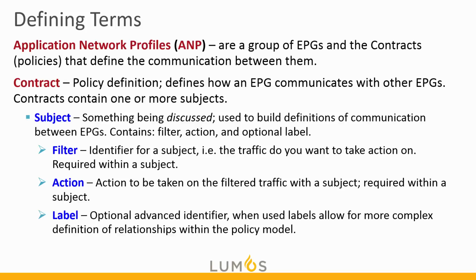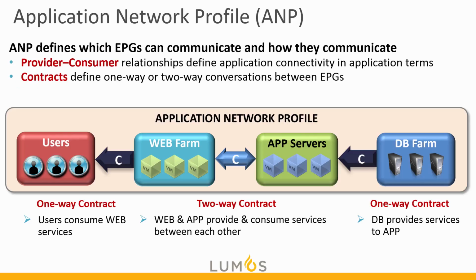So a label is something that we can tag something with. It's not only metadata, but that's basically what it is, metadata, and we can use that for various things. We may get into that actually with DHCP relay in this course. So at an ANP, we define which EPGs can communicate, and we have this contract idea of a provider-consumer relationship.